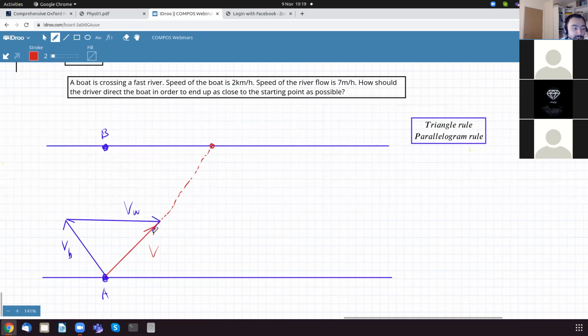So the question is, which angle do you choose? What is the angle here, so that this point, C, is as close to B as possible?